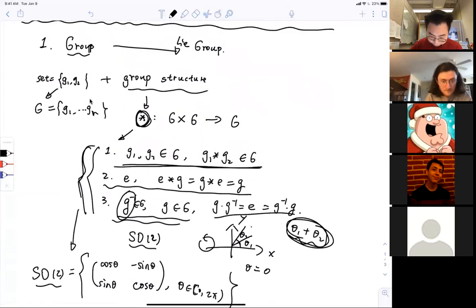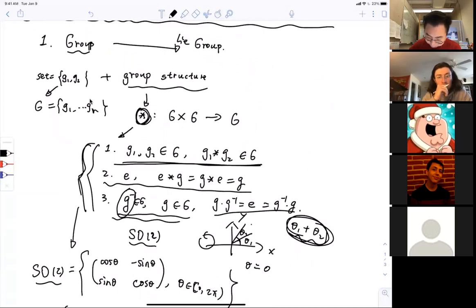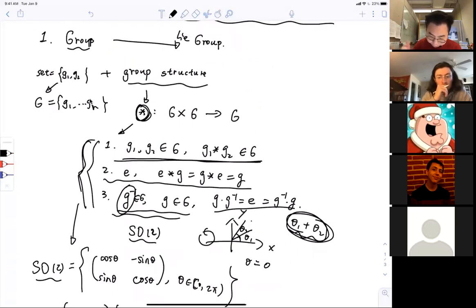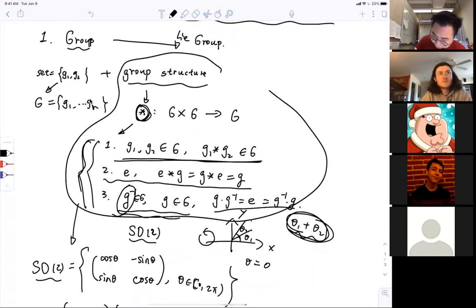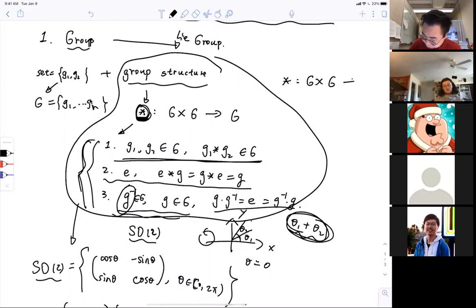Okay, so this is a group. By the way, there are actually two operations in this group structure, if you really want to be precise. One is this multiplication. This is a binary operation, G cross G to G. Give me two elements, and the output is one element.